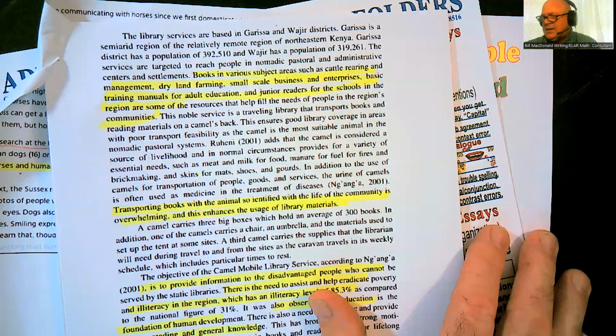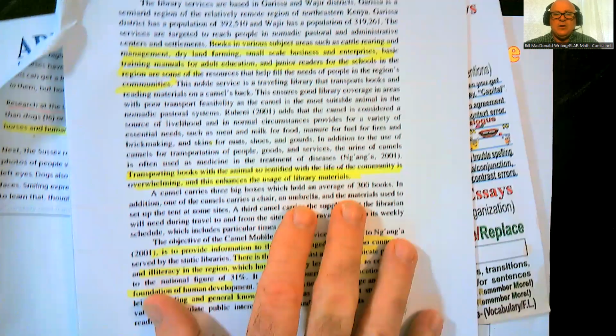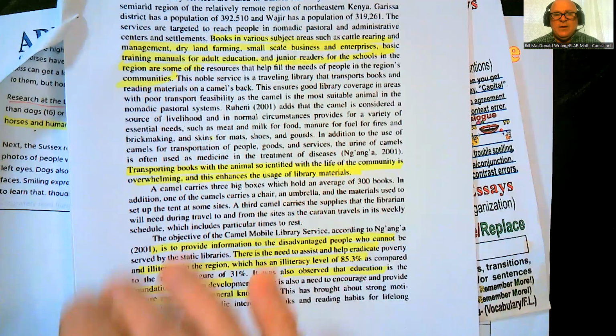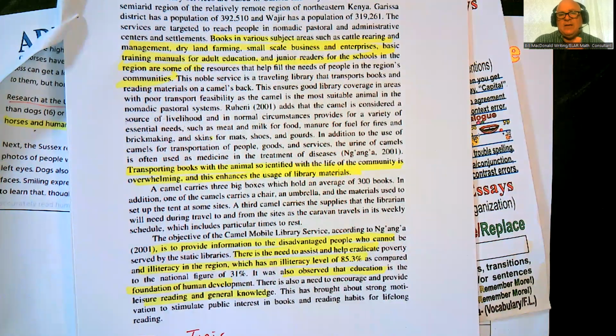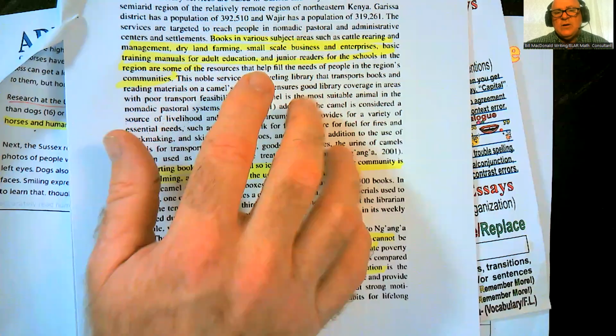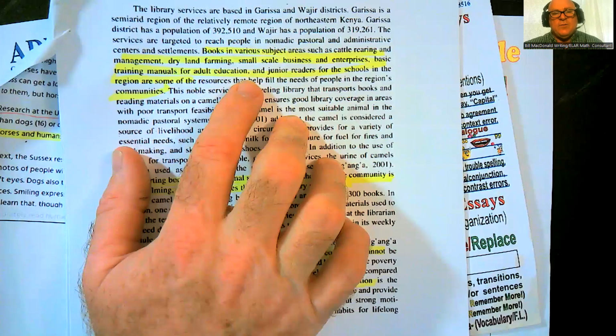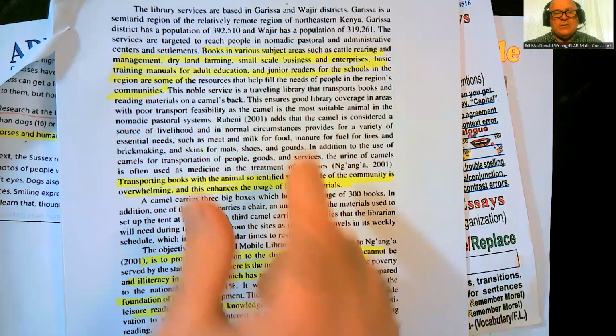Okay. So I just highlighted the things that were specifically how the library itself affected the people who lived in Garissa, not the other things that the camels themselves had some effect on, but the library is what they asked about. So it had to make sure it was how the library that the camels were bringing had the effect on the people of Garissa. So I'm going to read just the highlighted portions that I wrote for you.